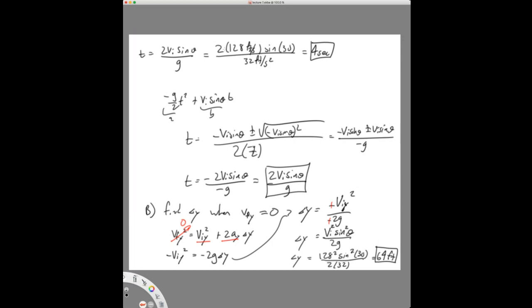It's nice of them to pick a nice number like 128 so that we get nice numbers for our other things. 128 is nice because it's a multiple of 32. Okay, any questions about part B?